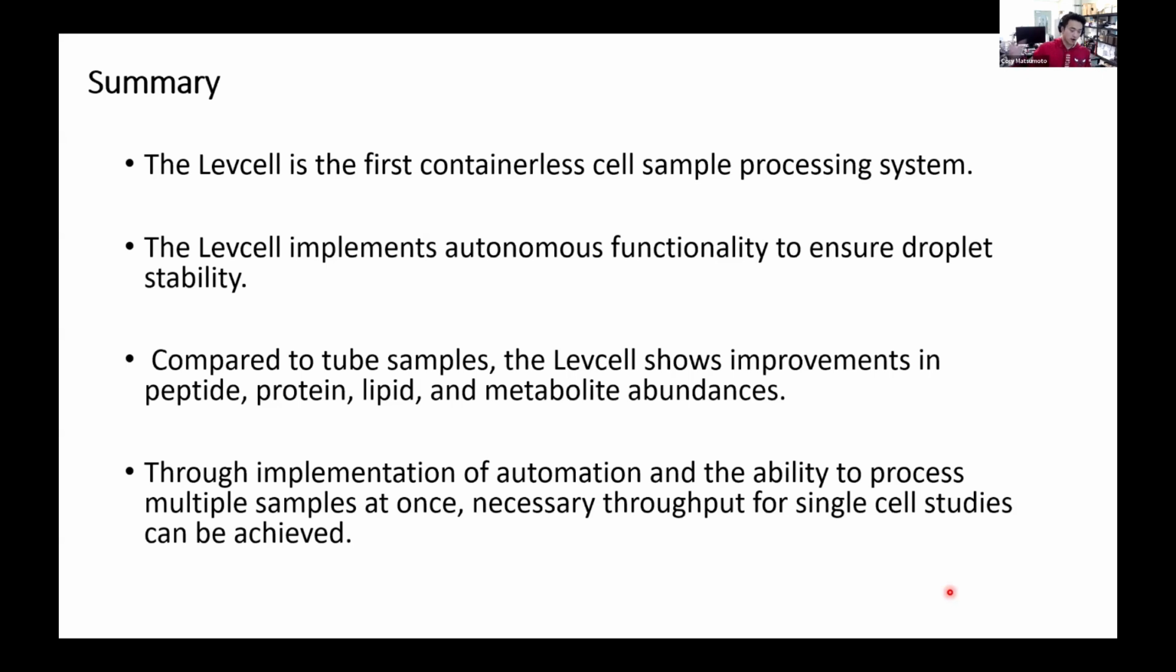This goes back to how for each LevCell, you can process 5, which was shown, up to 7 droplets. Not only that, but these systems are very cost efficient and compact. So you can have multiple of these different systems within the same lab to achieve a higher throughput.